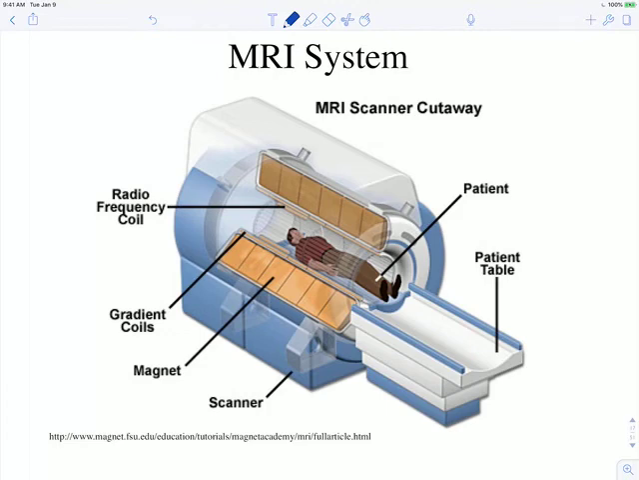So the MRI system looks a bit like the CT system in that it's sort of like a long donut shape, but it is a little different in the sense that the main thing here is this huge magnet, and we'll talk about how big that magnet is when we talk about MRI. But these are magnets that are like 30,000 to 60,000 times the Earth's magnetic field. So really, really strong magnets.